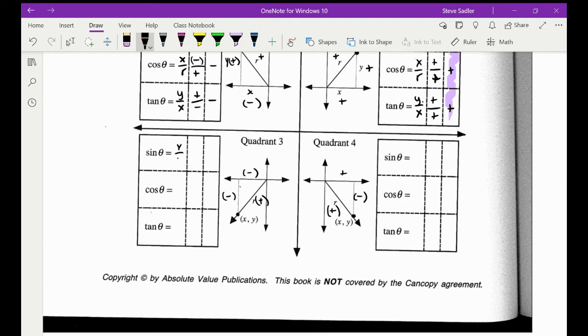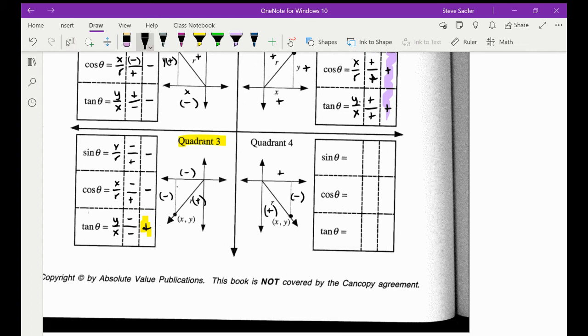In quadrant 3, just go through this quick. Sine is y over r. Y in this case is negative. R is always positive. That gives us a negative overall value. Cos is x over r. X is negative. R is positive. So that gives us a negative overall value. And tan is y over x. And so in this case, y is negative, x is negative, and tan is positive. So in quadrant 3, the only positive ratio is tan.